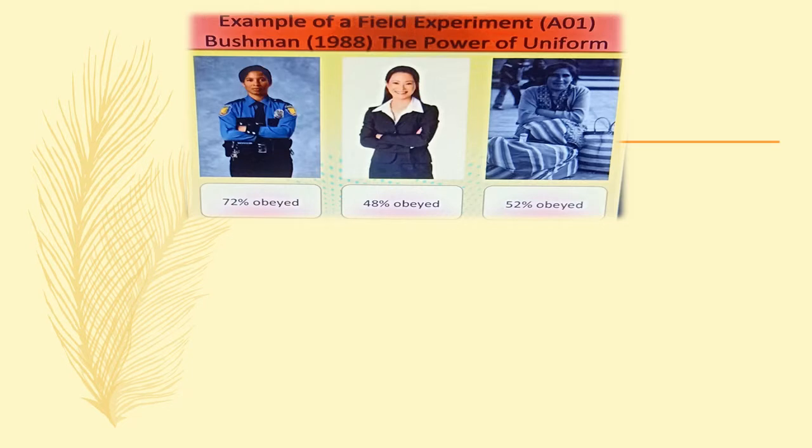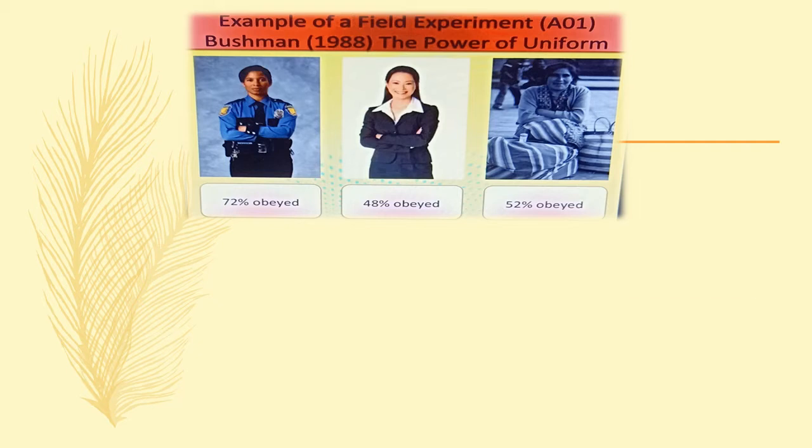After the field experiment had been conducted, the researchers evaluated the responses, how many of them obeyed and to which uniform, what type of dress they obeyed more. They found out that when the person was dressed in police uniform, 72% obeyed. When dressed as a business executive woman, only 48% obeyed. And when dressed as a beggar, 52% obeyed.